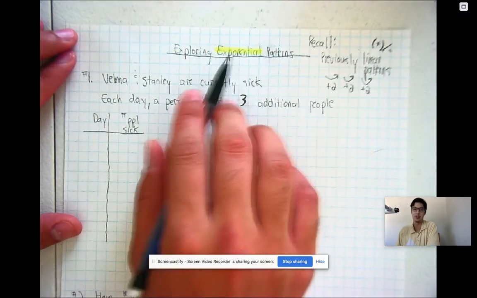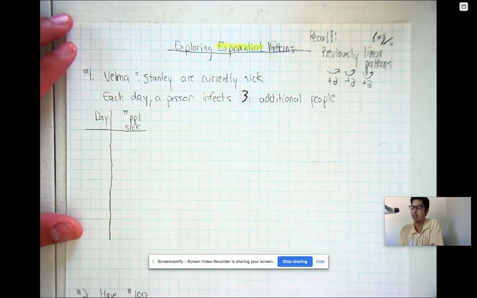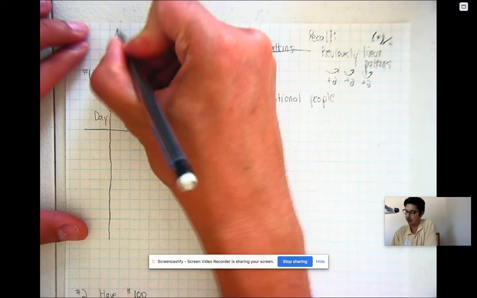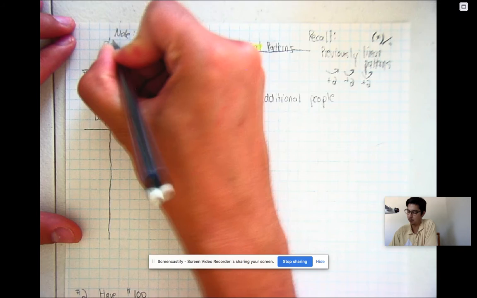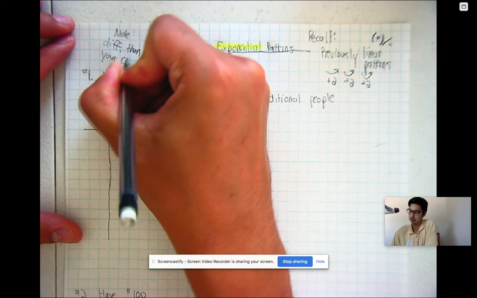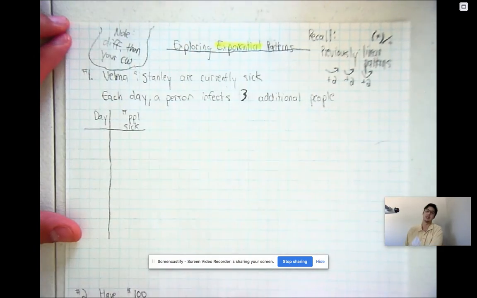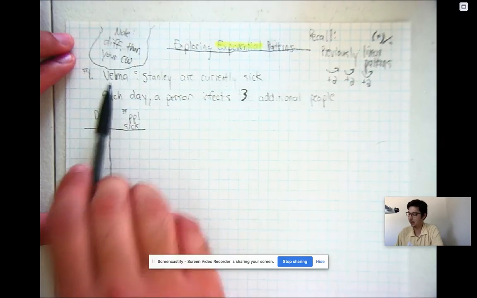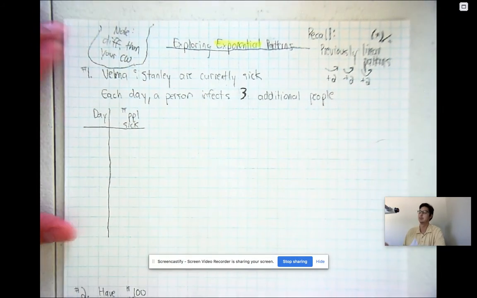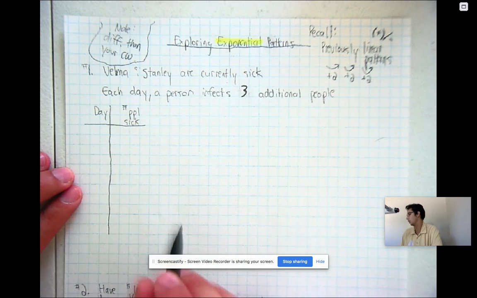Now, what's an exponential pattern? So here's a current problem, and it's different than your classwork problem because I don't want to just tell you how to do all that. So again, note this is different than your work, but similar. So Velma and Stanley are currently sick, and each day a person infects 3 additional people. All right. So let's make sense of this in a table, day and people sick, and let's explore this pattern.